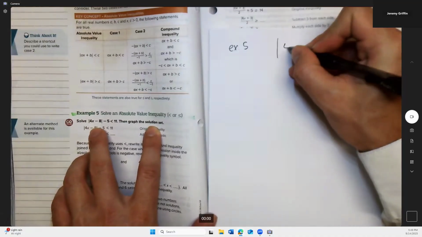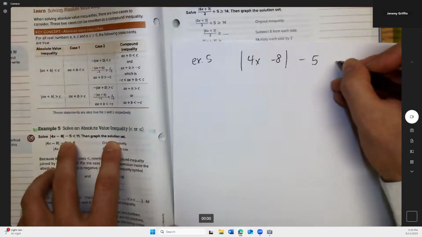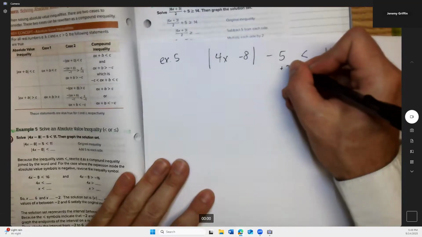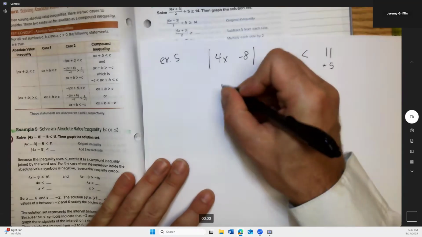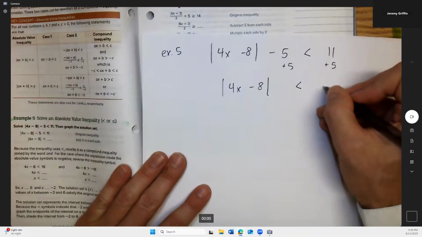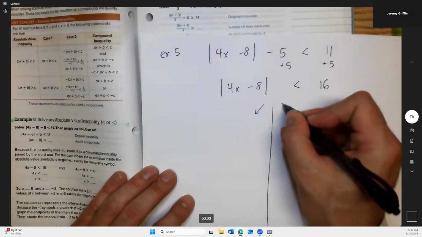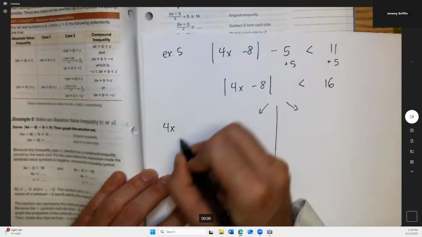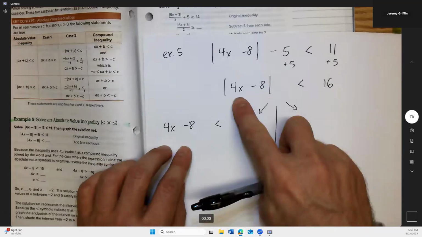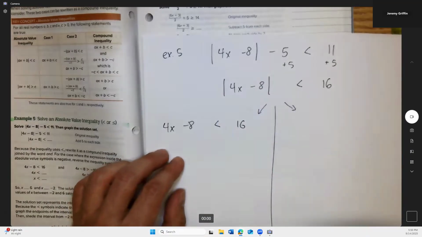So we've got example 5. The absolute value of 4x minus 8, and a whole thing, minus 5 should be less than 11. So add 5 over, plus 5, plus 5. So the absolute value of 4x minus 8 has to be strictly less than 16. Here's where it's going to split into 2 parts. Maybe that 4x minus 8 itself is strictly less than 16. I mean, that could work. Suppose this comes out to like 10. The absolute value of 10 is 10, and that would be less than 16. We're all good there.